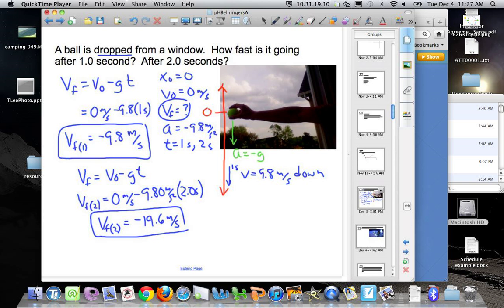So you notice that every second, this ball is falling faster towards the Earth. It's increasing its speed by 9.8 meters per second every second. So now after 2 seconds, my velocity is negative 19.6.